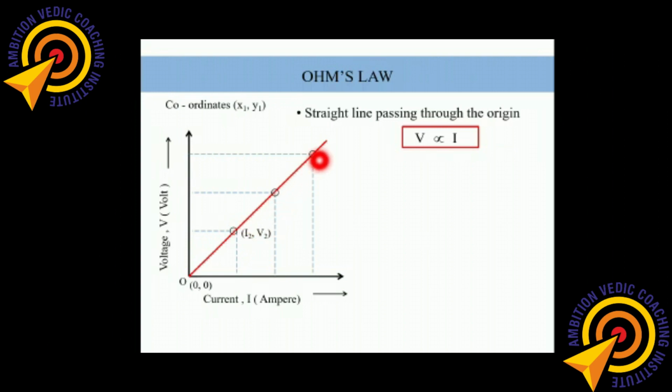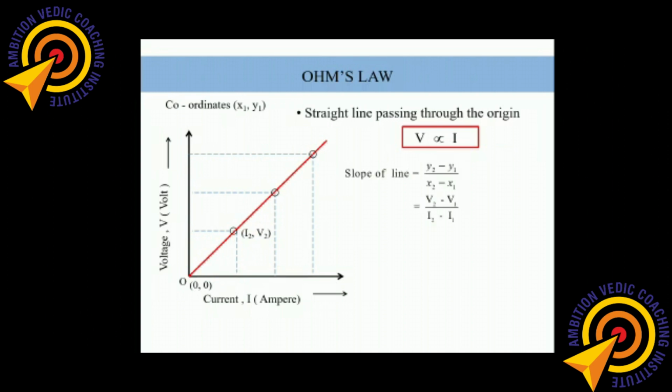Those who know math well know that in the Cartesian coordinate system, we represent any point with an x coordinate and a y coordinate value. Always the value on the x-axis comes first and the value on the y-axis second. So this is a straight line. Now V is directly proportional to I, we know.